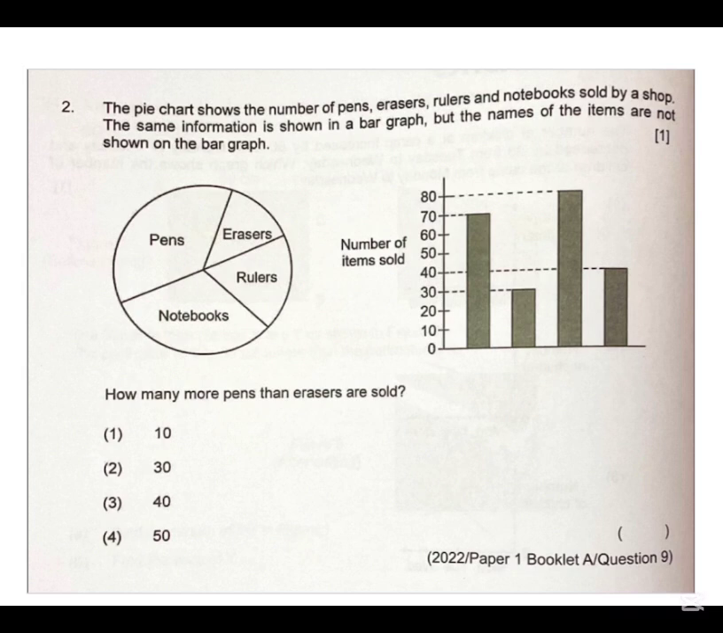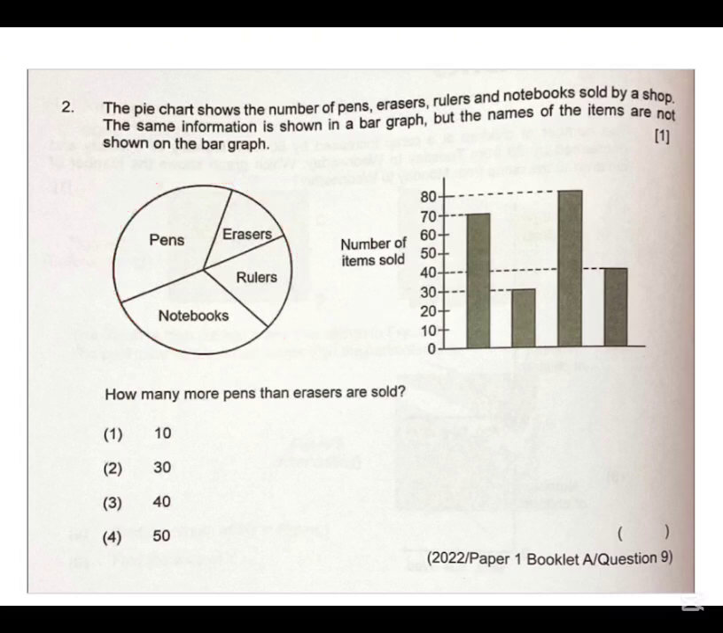Okay, so for this question, it tells us that this pie chart over here shows us the number of pens, erasers, rulers, and notebooks sold by a shop, right? Then this same information is shown in this bar graph over here. But the names of the items are not shown on the bar graph. You can see the bar graph never says which bar shows, let's say for example, pens, or which bar is for notebooks, right? So that's what we've got to figure out.